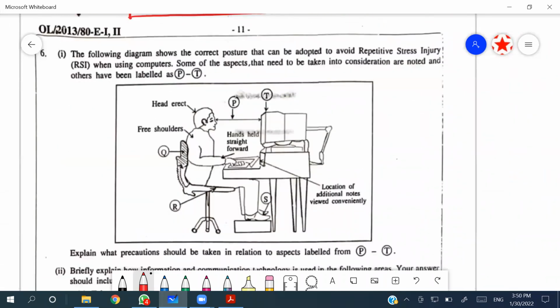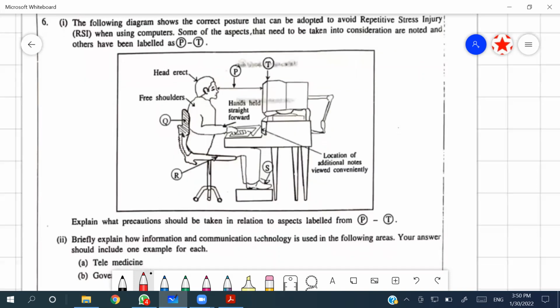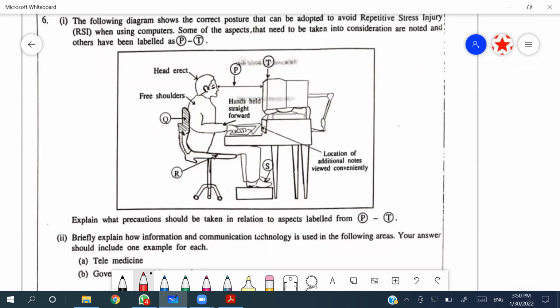So the 6th one. It is talking about the following diagram, which shows the correct posture that can be adopted to avoid repetitive stress injury, RSI, when using computers. Some of the aspects that need to be taken into consideration are noted, and others have been labeled from P to T. Right? So explain what precautions should be taken in relation to aspect labels P to T.